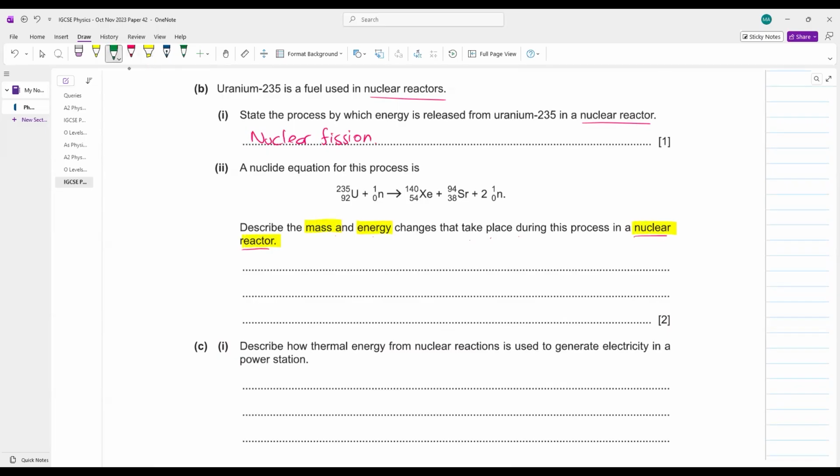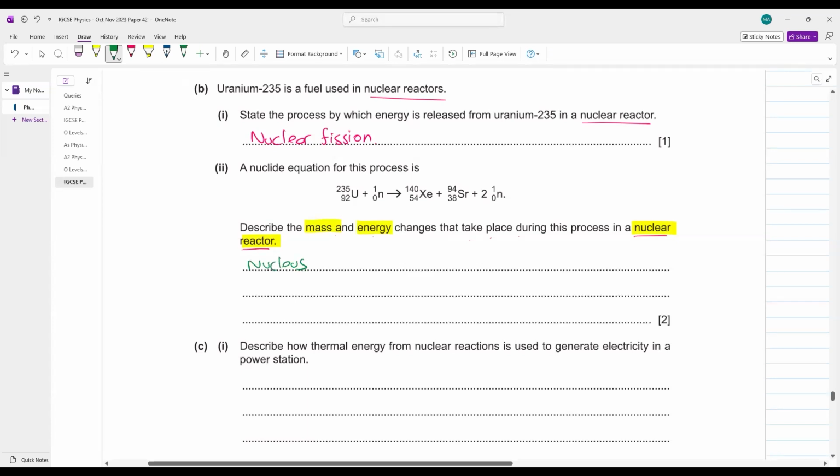Can you realize that the mass of the element uranium was 235 nucleons? The mass of the elements is getting smaller, and this change in mass results in the release of energy. You can say nuclei are getting converted to nuclei with a smaller mass, and this difference in mass causes the release of energy.